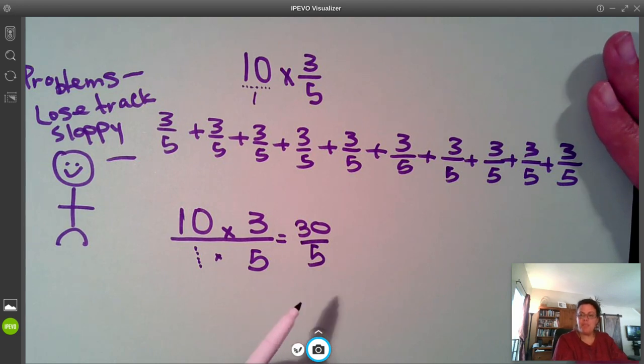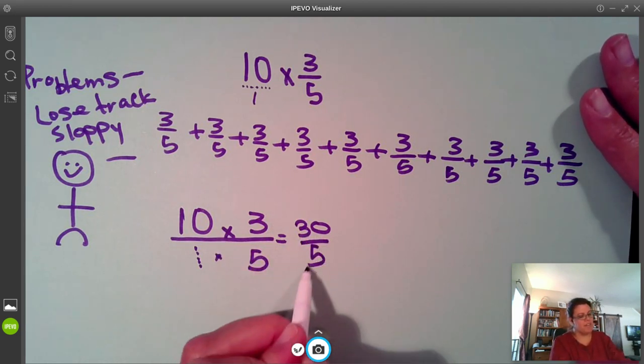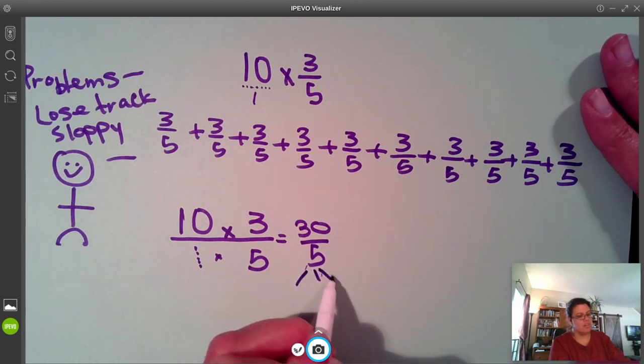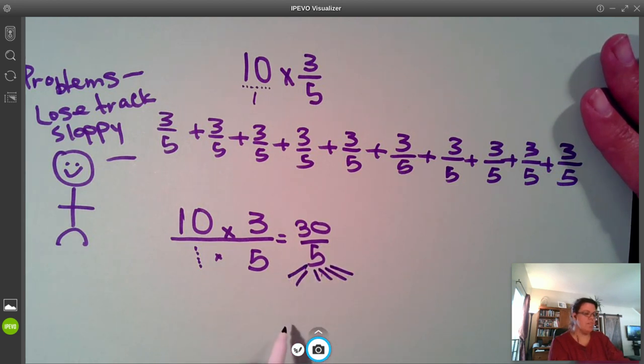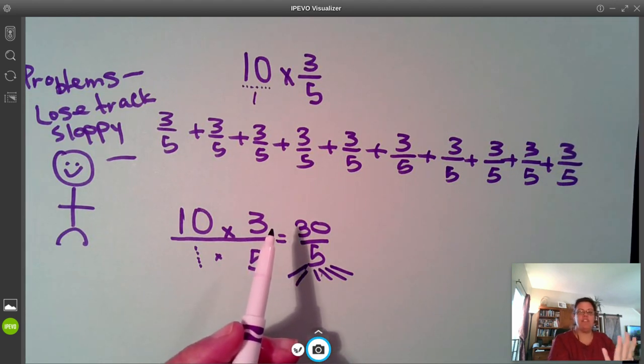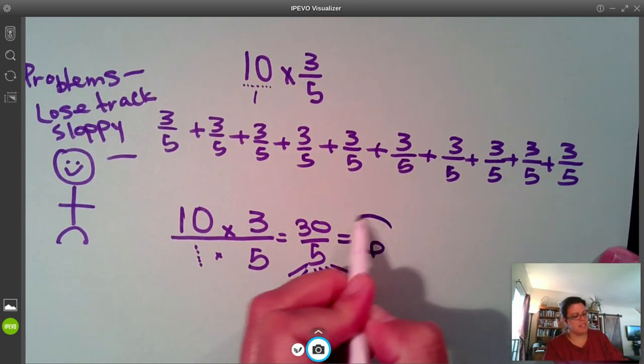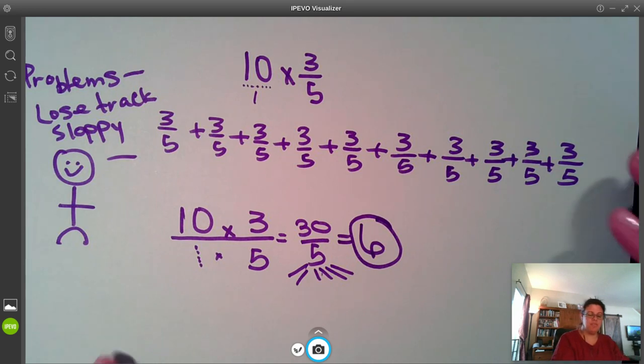You're left with an improper fraction. And so then you would go ahead and you would count by 5s, or do your number bond to figure out how many wholes this would be. So 5, 10, 15, 20, 25, 30, this would be the same as 6, and that would be your answer.